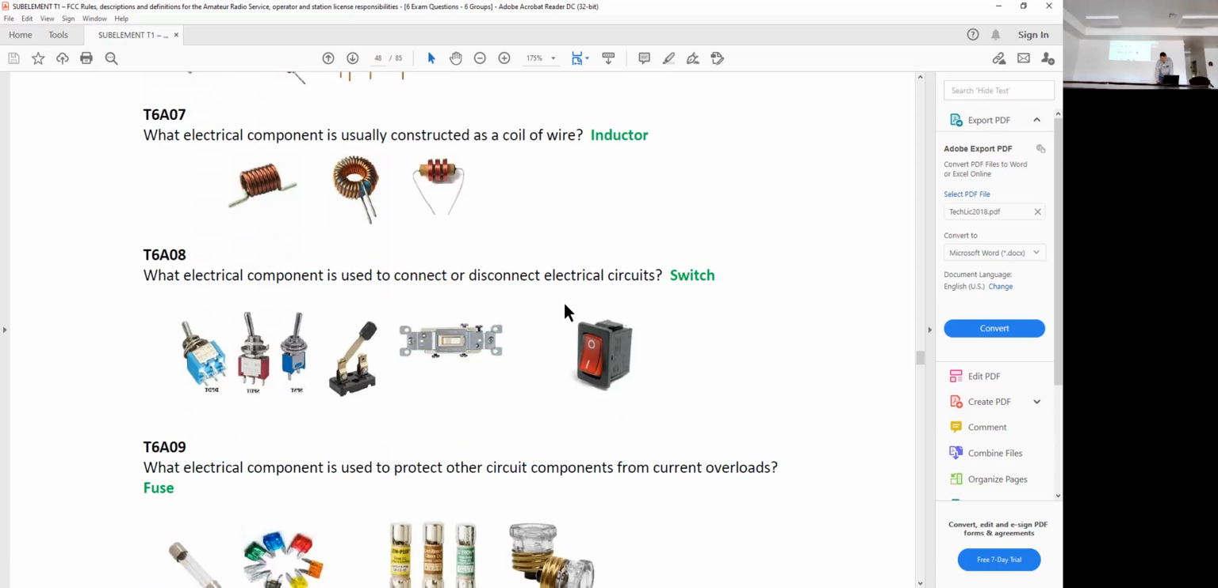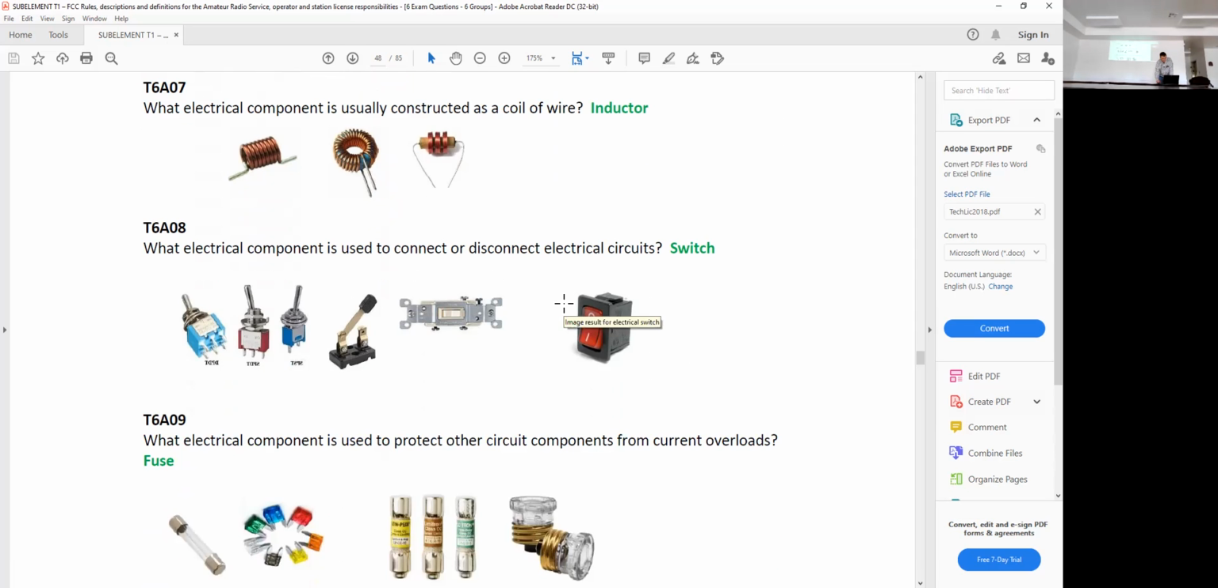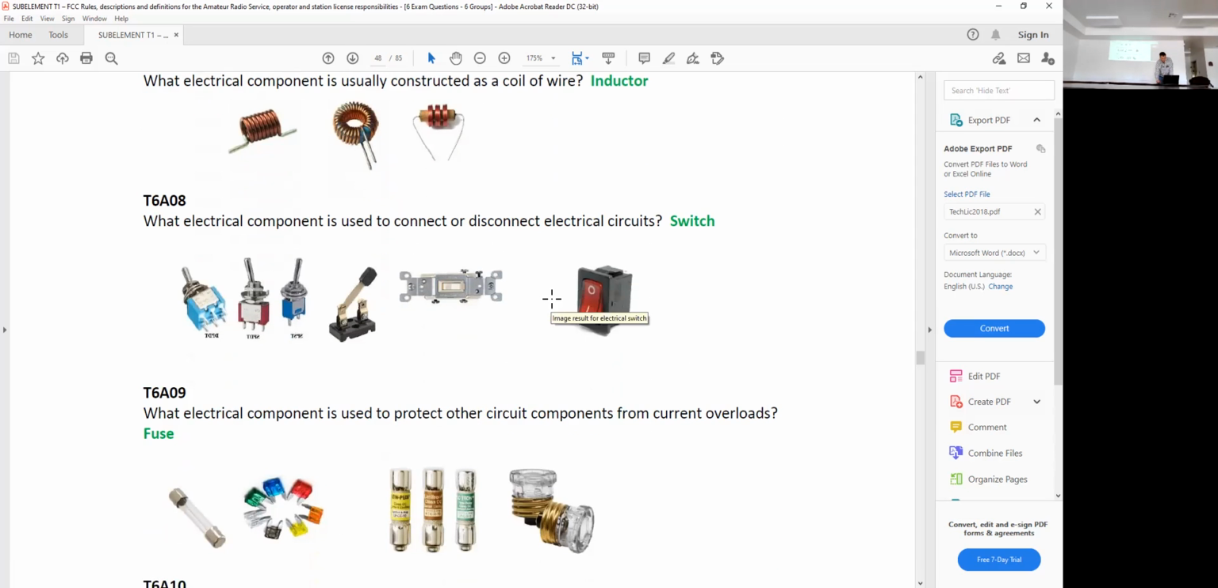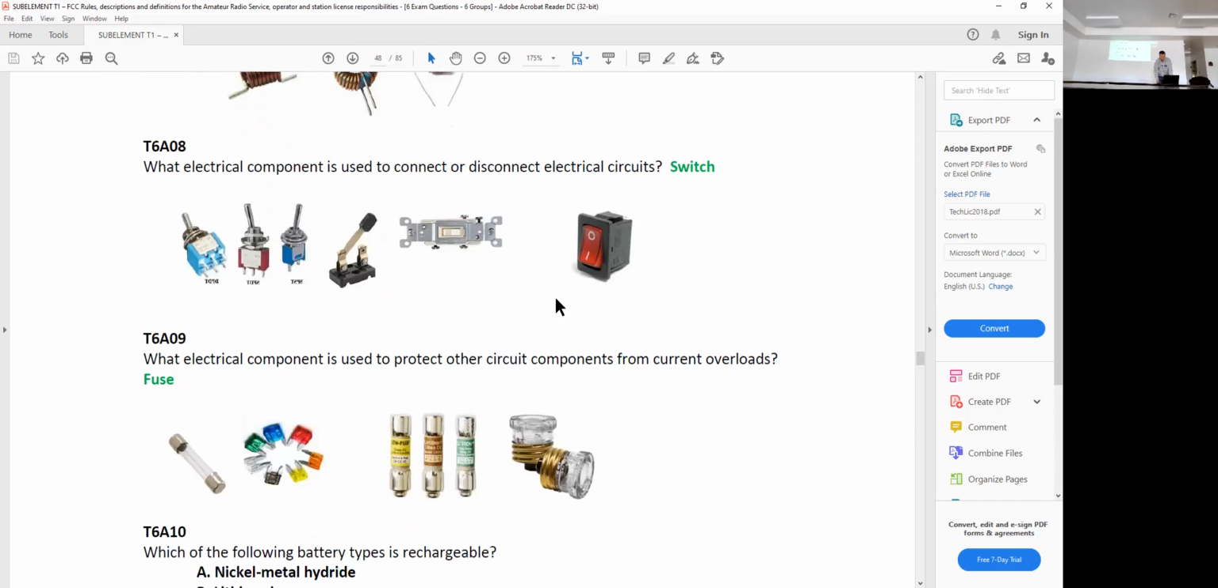All right, what electrical component is used to connect or disconnect electrical circuits? And you've probably all seen switches. You touch them every day in your homes.